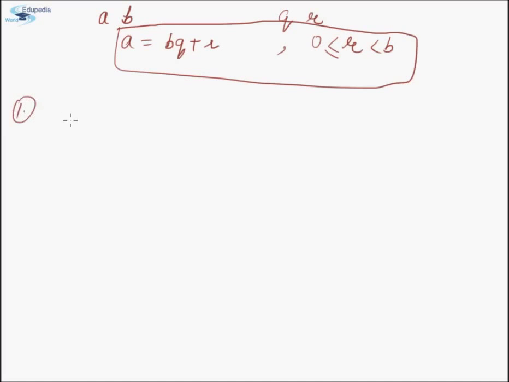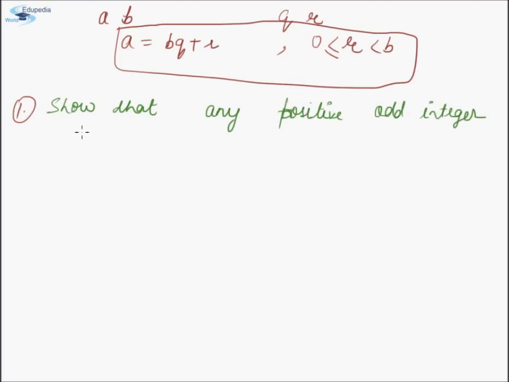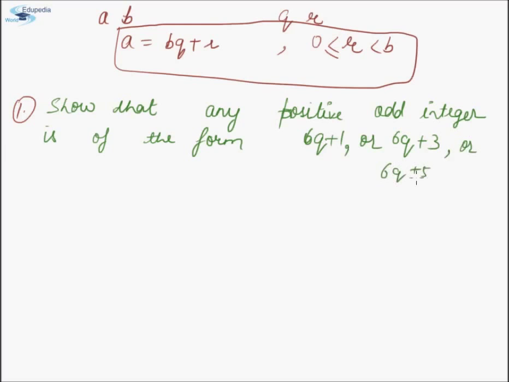The first question says, show that any positive odd integer is of the form 6q plus 1 or 6q plus 3 or 6q plus 5, where q is some integer.